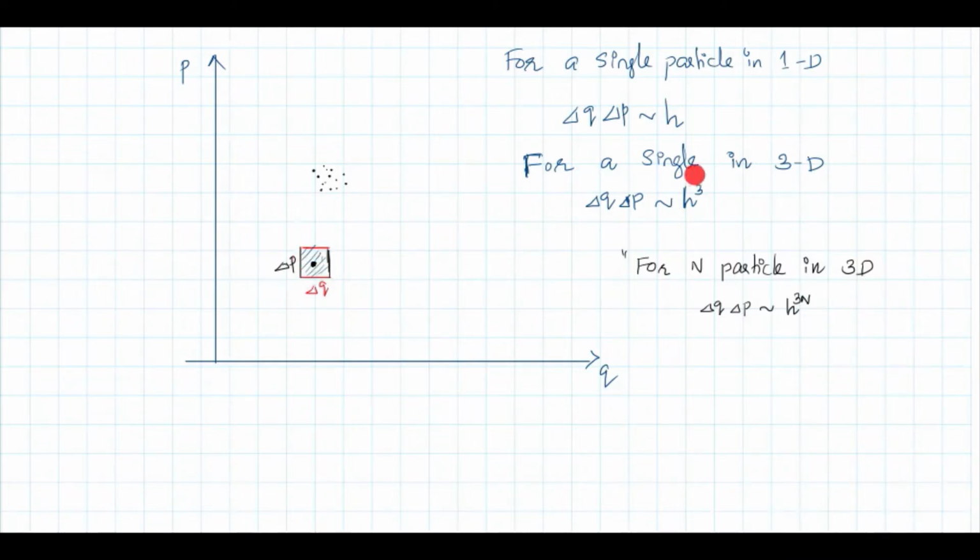Now for a single particle in three dimensions, you will have delta q1 delta p1, delta q2 delta p2, and delta q3 delta p3. So there will be a product of three h's, that is h cubed. So the volume of a single microstate will be h cubed. For N particles in three dimensions, the volume corresponding to a single microstate will be of the order of h raised to 3N.